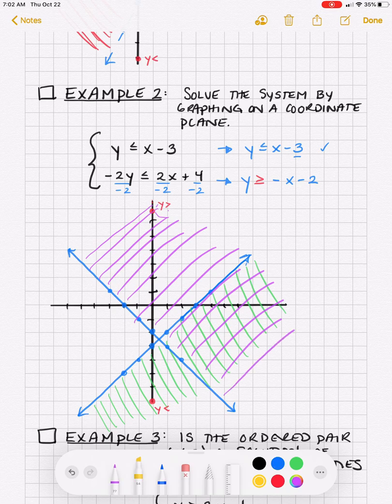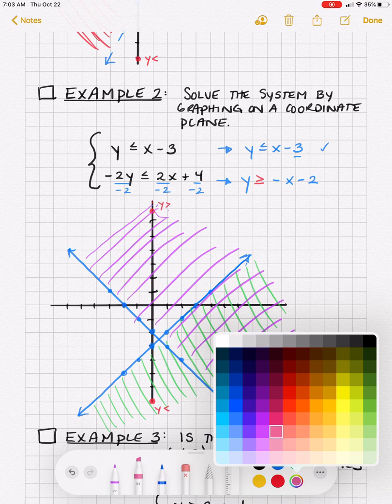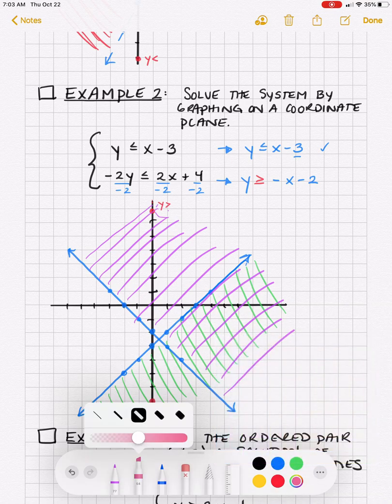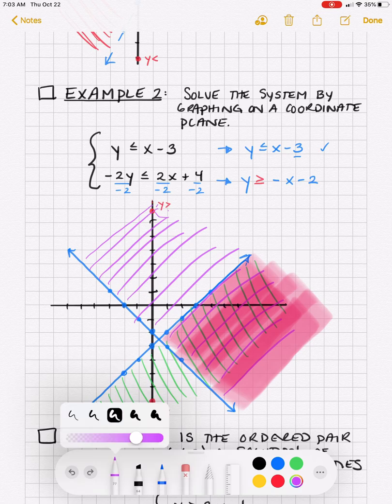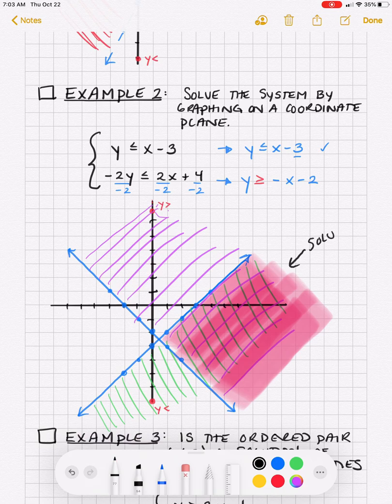What I particularly like to do, what I find helpful, is to get a highlighter, okay? Or you can just do this with pencil and shade it darker. But your shaded solution is going to be this region right here where the two inequalities overlap. So whether you do this in colors or with your pencil, make sure that this region where the two inequalities overlap is shaded dark. And that's what we say is our solution. So any ordered pair in this shaded region makes the inequalities true.